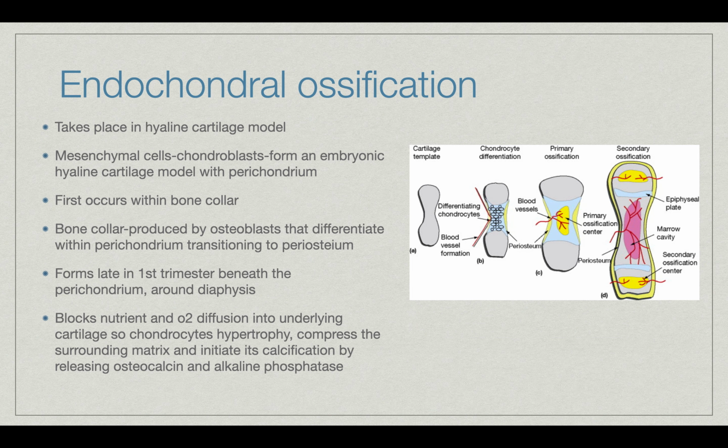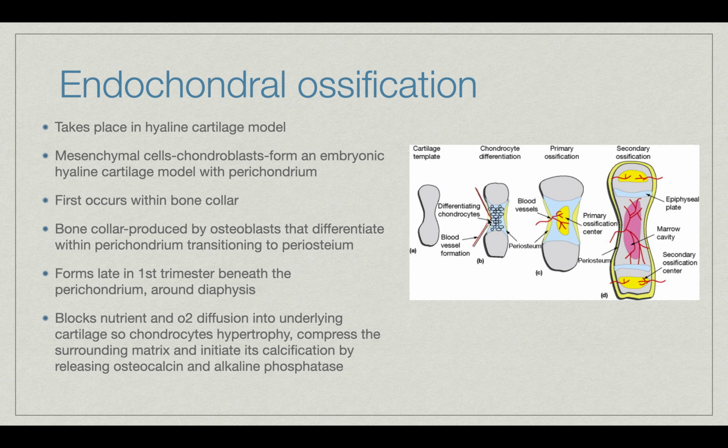Endochondral ossification takes place in the hyaline cartilage model. This is when the mesenchymal cells, the chondroblasts, will form an embryonic hyaline cartilage model with the perichondrium. And it first occurs in the bone collar, and the bone collar is produced by osteoblasts that have differentiated within the perichondrium, transitioning to the periosteum. And it forms late in the first trimester beneath the perichondrium and around the diaphysis.